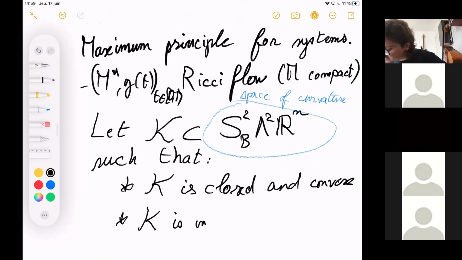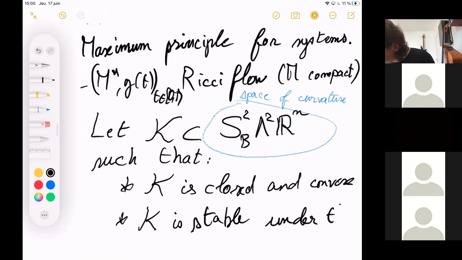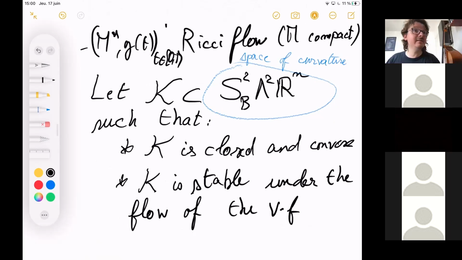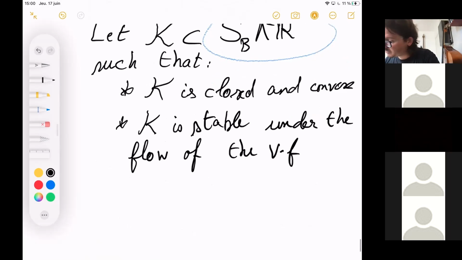K is invariant, stable. Maybe I should say stable. People say invariant, but I think stable is a better term here. K is stable under the flow of the vector field which we encountered in the evolution equation for the curvature operator, Q.